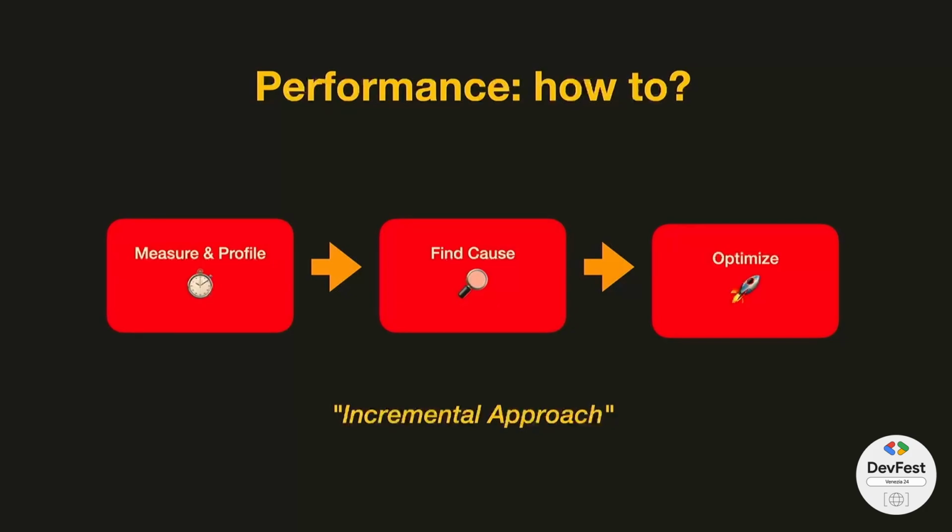How did we do this? What is the process that we keep internally? Well, the first thing that we do is what we call an incremental approach. We measure what is happening. We measure what are the things that are going slow. We dive deeper to find the cause of that slowdown or that crash, and then we optimize it.